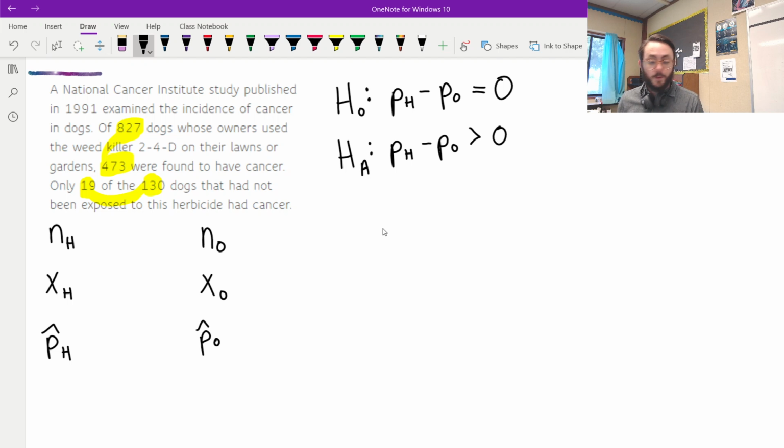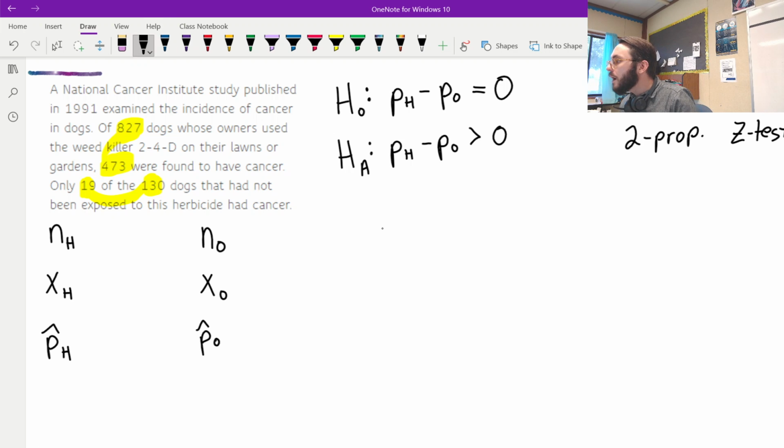So once again, we're dealing with proportions. So this is a z-test again. But now it's not just one proportion. Now we have two proportions. A two-proportion z-test. But the mechanics work the same way, or very similarly.